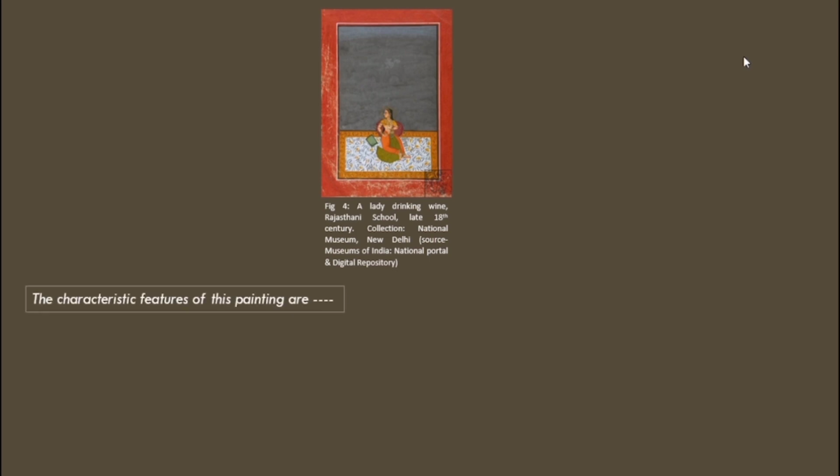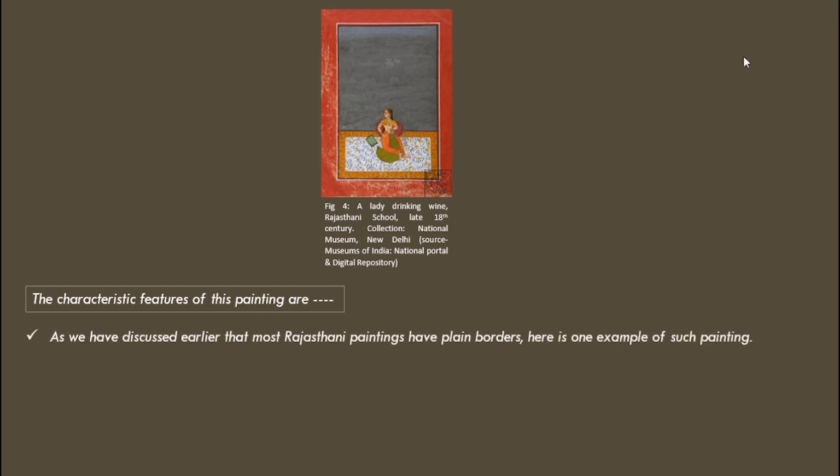Now if you look at the next example, you can see the painting is titled A Little Lady Drinking Wine, and this is the Rajasthani school of painting. It is from the late 18th century and it also belongs to the collection of the National Museum, New Delhi. Now the characteristic features that we'll be seeing in these paintings are that, as we have discussed earlier, Rajasthani paintings should have plain borders, and here is such an example.